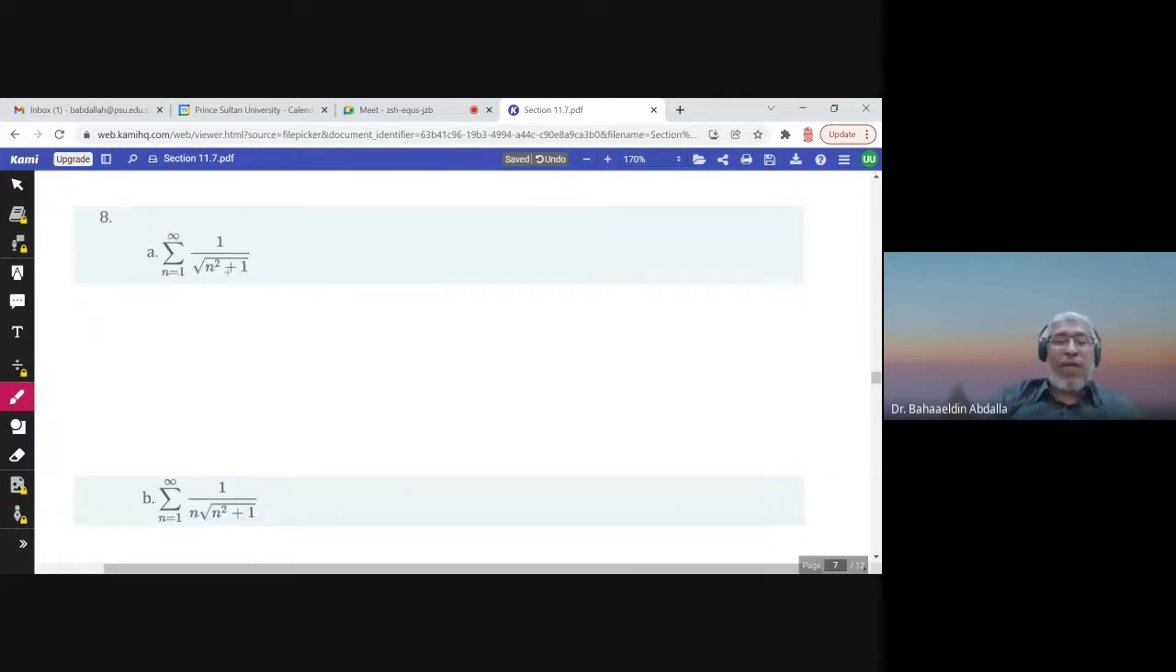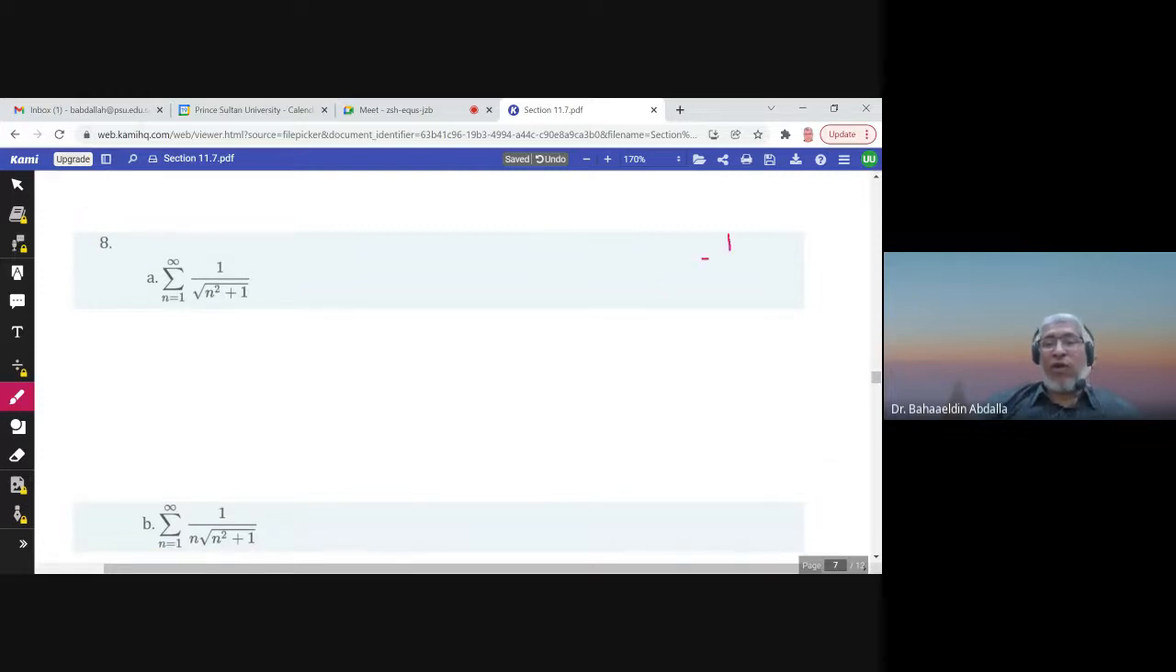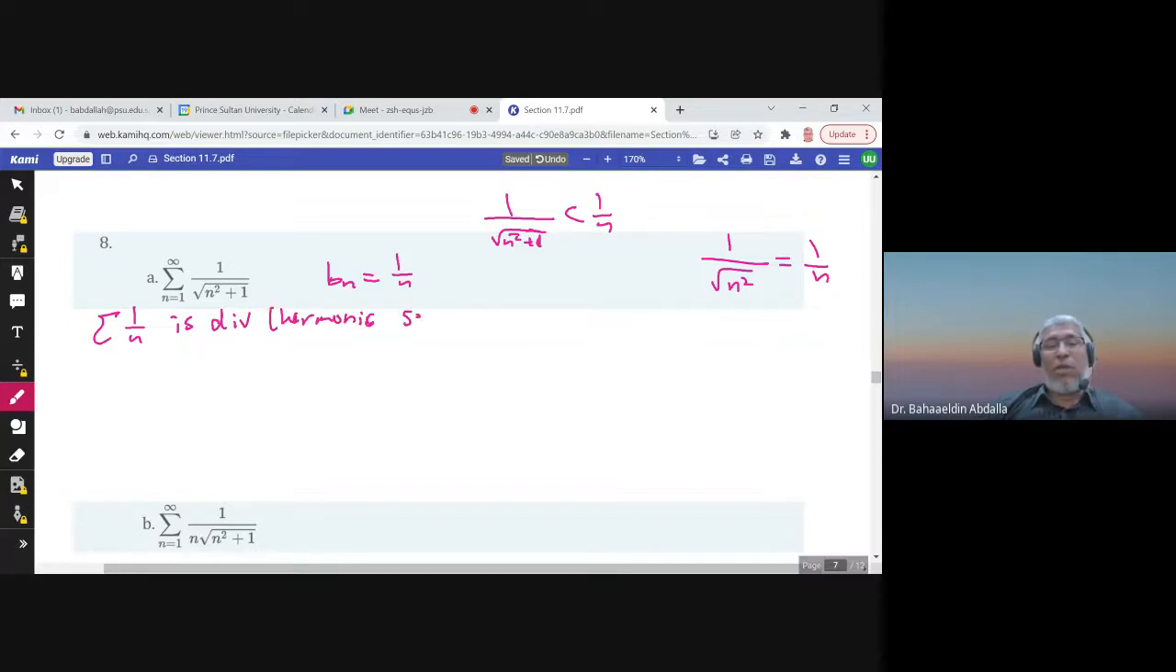Here, I can compare this with 1 over the square root of n square, the highest power. And this is 1 over n. But 1 over the square root of n square plus 1 is in fact less than 1 over n. It is not greater than. And I know that 1 over n is divergent. So I should use the limit comparison test. I know that summation 1 over n is divergent. It is the harmonic series.